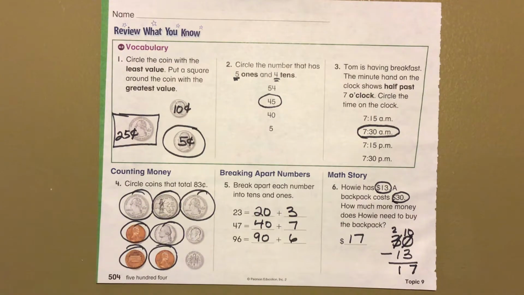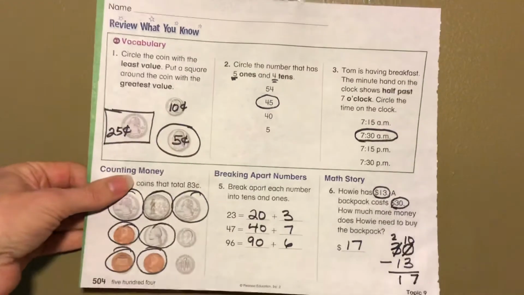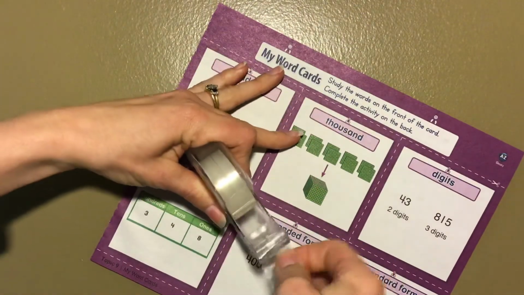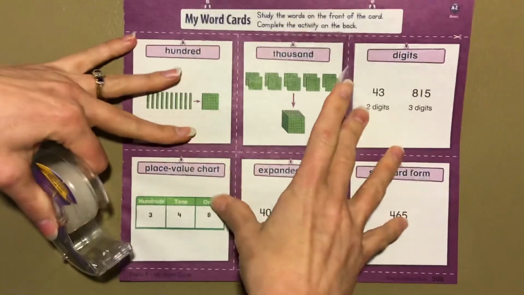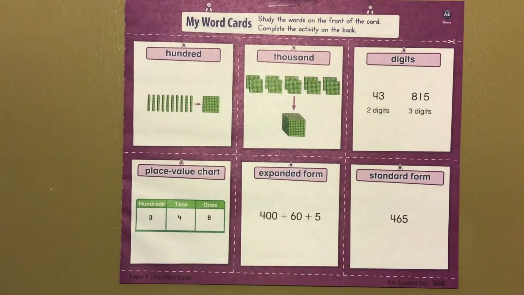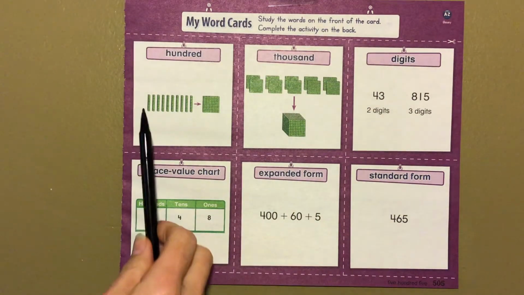Okay, we're going to take a look. We have a bunch of purple cards here. Let's take a look at our first page of purple cards. Here are our word cards. Let me get some tape out for us. You're welcome to tear them out and cut them up and use them to reference.